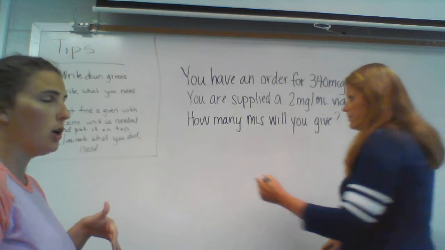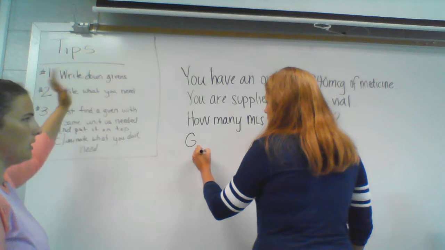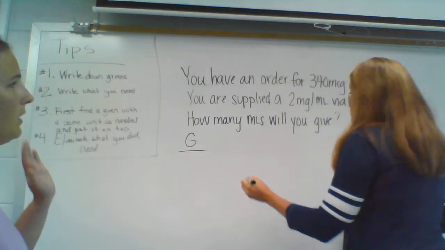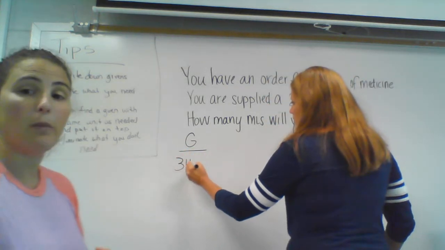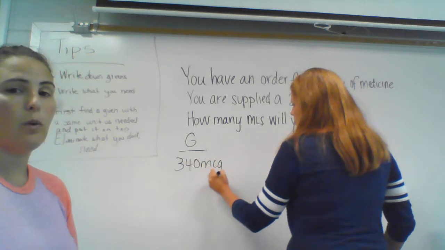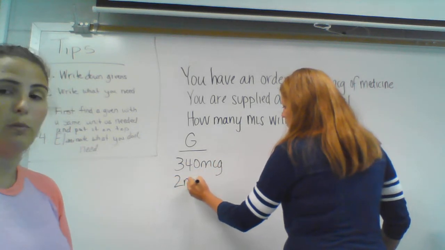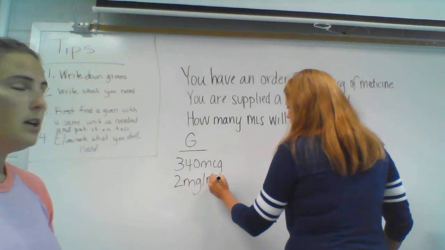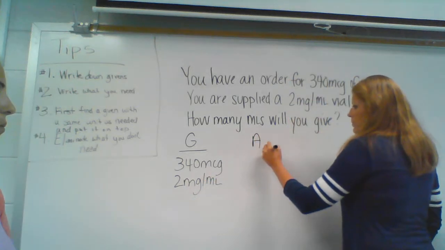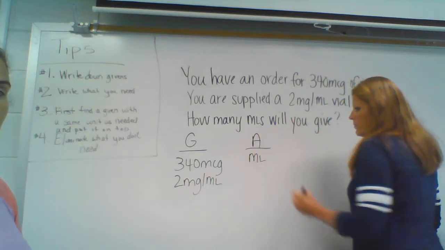So again, we're going to start with the same steps. Number one, write down your given. So what have we been given here? We've been given 340 micrograms of medication, and we've also been given how it's supplied, which is 2 milligrams per milliliter. Step two is write what you need. What do we want for our answer? We want it in milliliters.